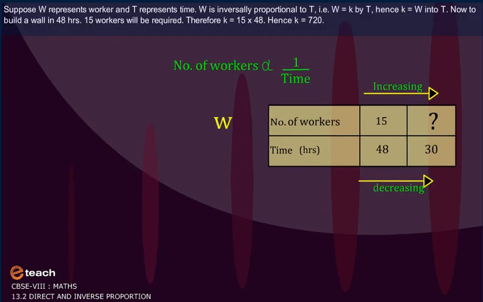Suppose W represents workers and T represents time. W is inversely proportional to T, that is, W is equal to K by T. Hence, K is equal to W into T. Now, to build a wall in 48 hours, 15 workers will be required. Therefore, K is equal to 15 into 48. Hence, K is equal to 720.